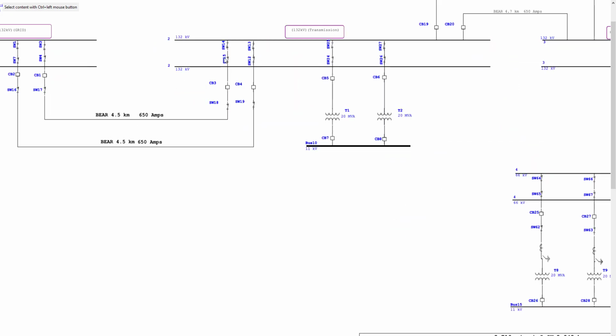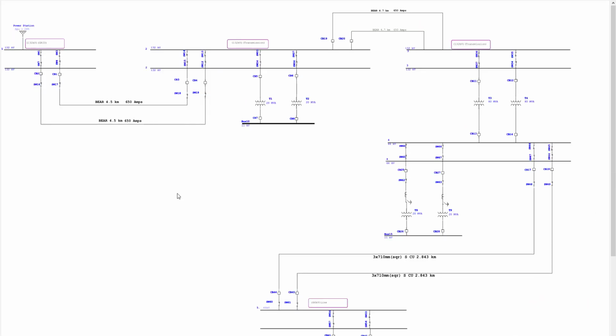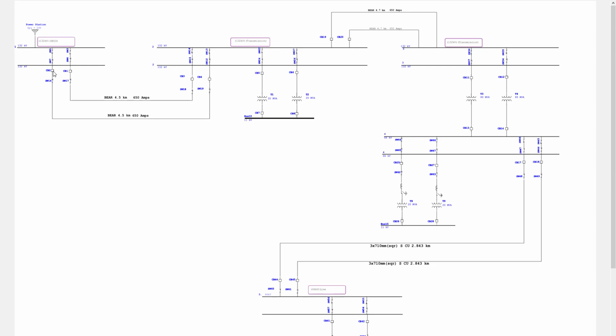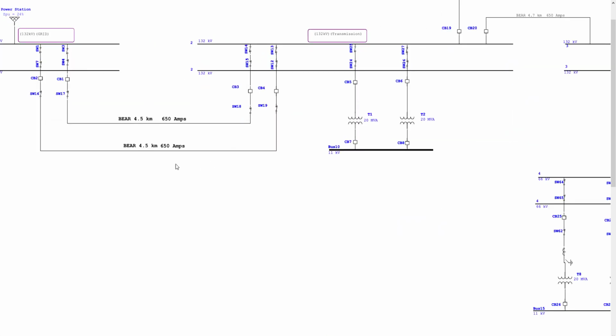So these are parallel lines. You can see they are all rated exactly the same. It's basically two lines running simultaneously. Now we're going to reduce this to a single simple diagram that we can use for our calculations.